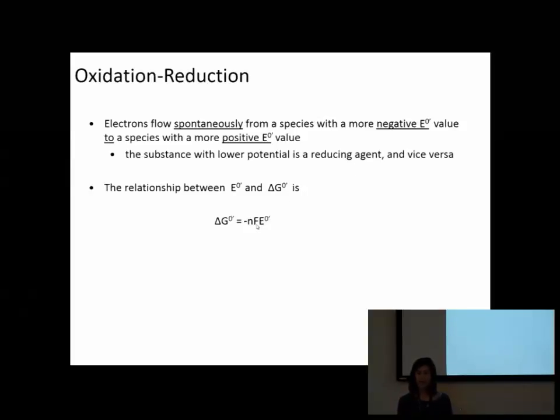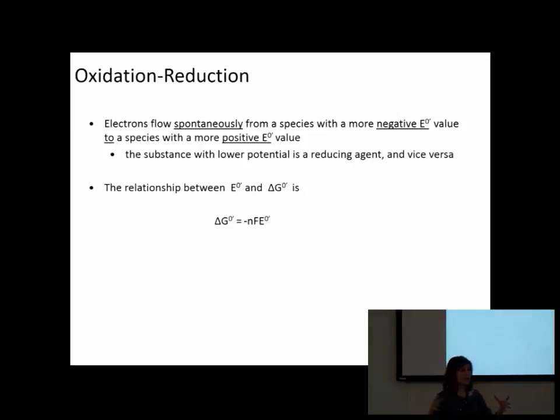F is Faraday's constant. You don't need to know. I'm not going to have you do any calculations with this. F is Faraday's constant. N is number of electrons. We are not going to do any calculations. The only thing I want you to know from this is that a positive cell potential results in a negative delta G, which is spontaneous. So those electrochemical cells with a positive cell potential, that's going to be a spontaneous reaction. Negative delta G is spontaneous. So that's how we're going to know where the electrons are going to go from.